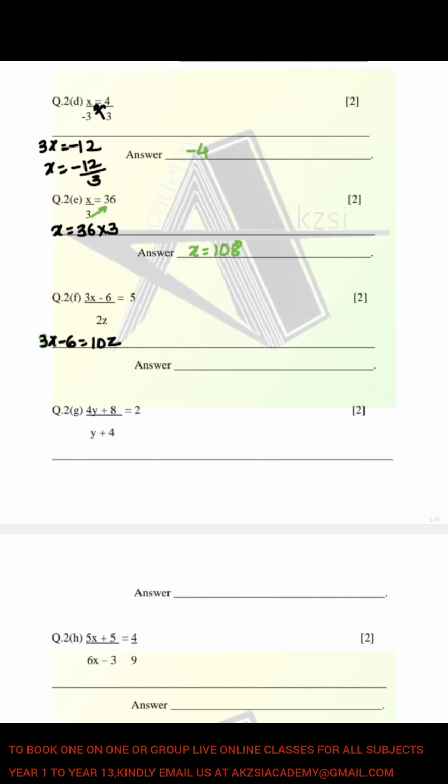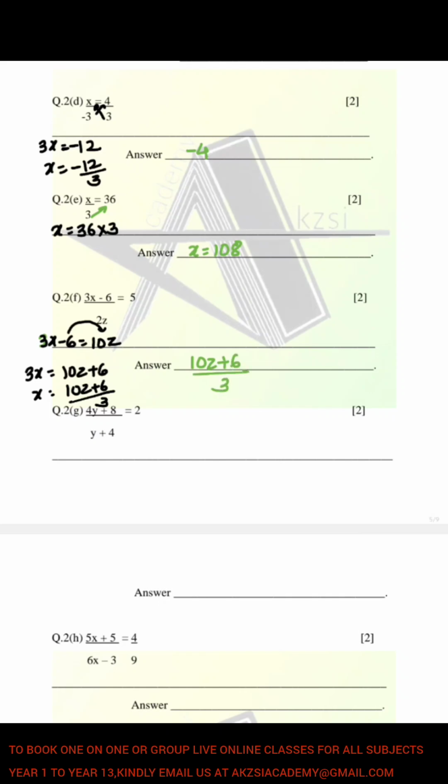Here the question is to solve for x. So x should be alone on one side. We have to isolate x, and the rest of the numbers and the variables will be on the other side. That means I will transpose 6 onto the right hand side. 3x equals 10z plus 6. Or divide both the sides by 3, x equals 10z plus 6 over 3. Final answer is 10z plus 6 over 3.